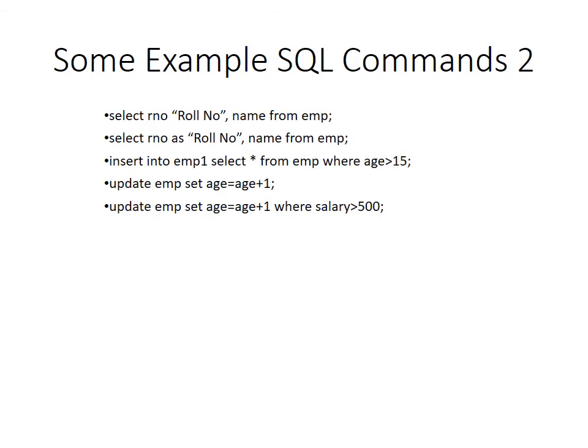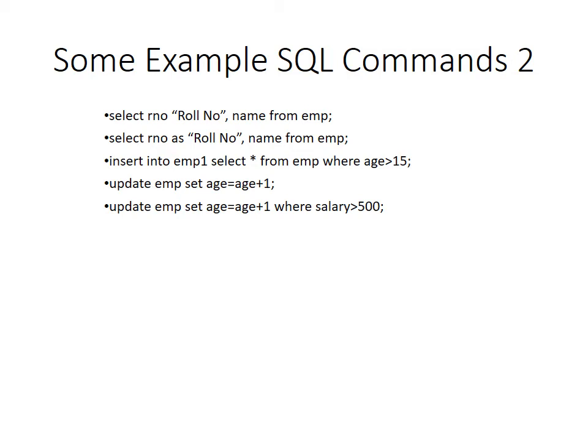The entire table. Select RNO space within double quotes roll number comma name from EMP. Instead of just writing select RNO comma name from EMP, we are giving a column alias. That means while printing, instead of RNO, I want to print roll number, then after that name. That's why we are giving a different name to roll number. But in the table, the column name will be RNO itself, but while displaying, instead of RNO, it will be roll number. Column alias it is called.